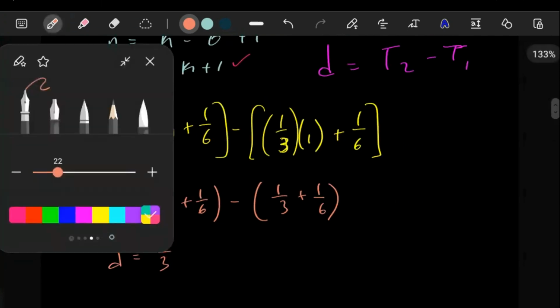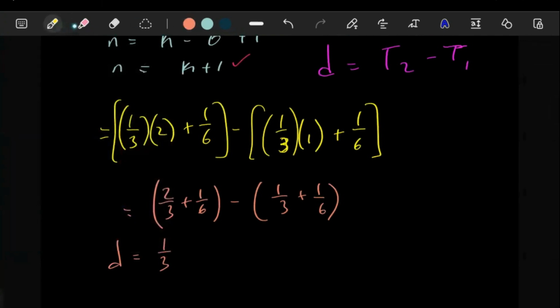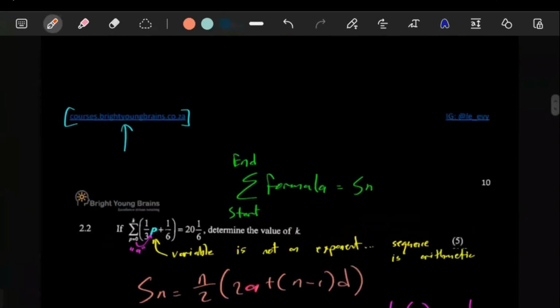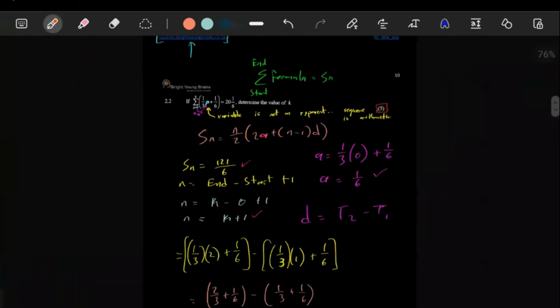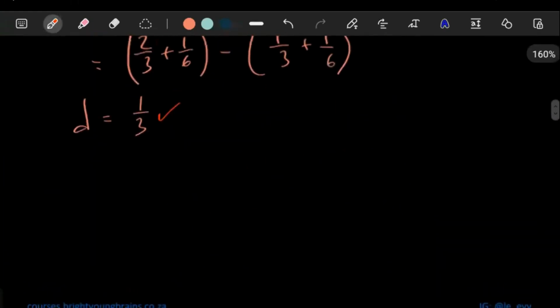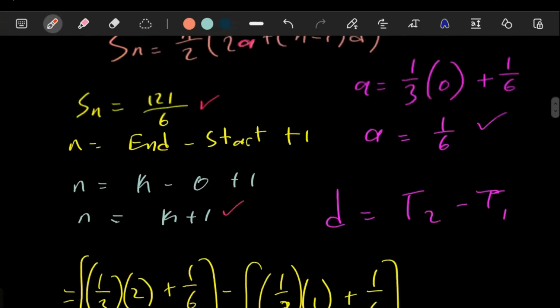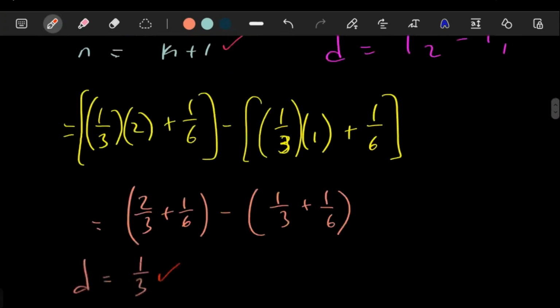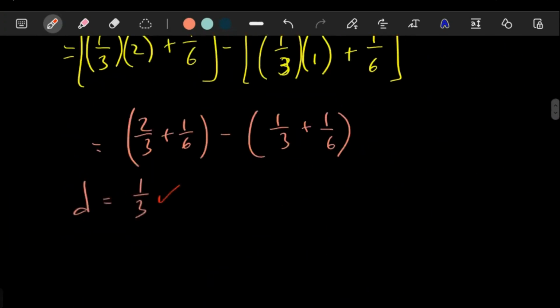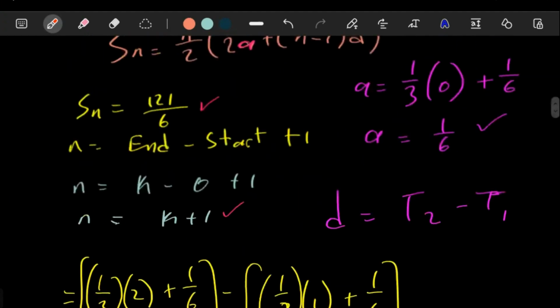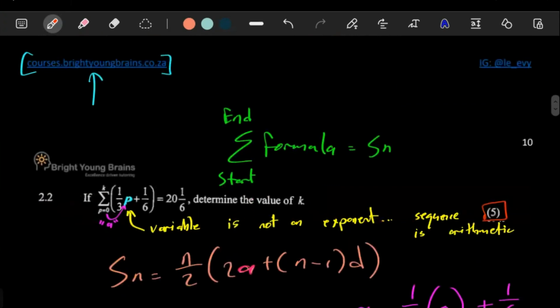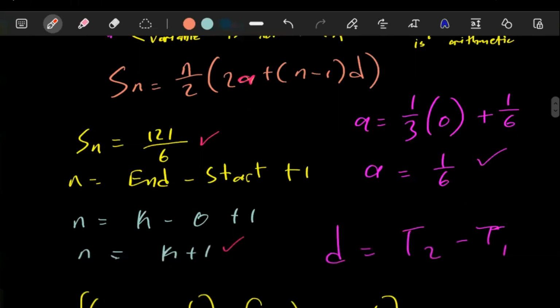So let's put our value of d as 1/3 because that's what we're getting. So we have a value for everything now. It's going to make our life easier to get k. It's a 5-mark question, so we can see it's quite a lot of things. So let's just start. Where Sn is, let's see if there's space down here. Oh, I'm running out of space, bro. So where Sn is, let's put 121/6. We're putting 121 over the 6 there.